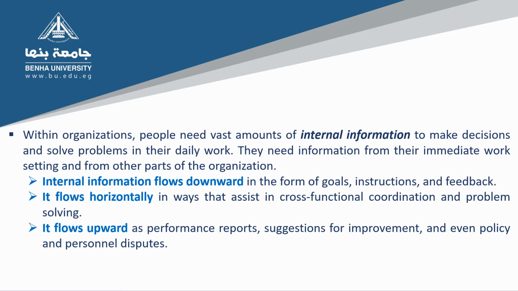So, internal information flows downward in the form of goals and instructions and feedback. And it flows horizontally in ways that assist in cross-functional coordination and problem solving. Also, it flows upward as performance reports, suggestions for improvement, and even policy and personnel disputes.